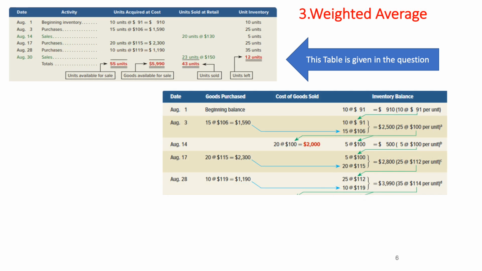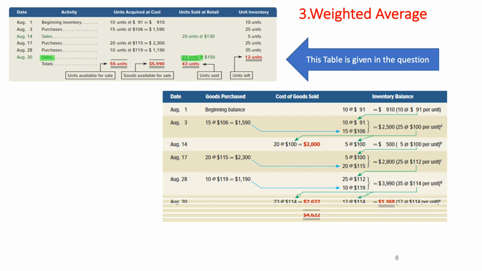Now the last entry here is in August 30. The company did sales. How many units did they sell? They sold 23 units. Remember, we're doing a weighted average. So when I report it here, I'm going to record the cost. How many units did I sell? I sold 23. So under the cost of goods sold column, I'm going to add 23, but I'm not going to multiply it with 150 as shown in the table. I'm going to multiply it with what we call the weighted average cost.